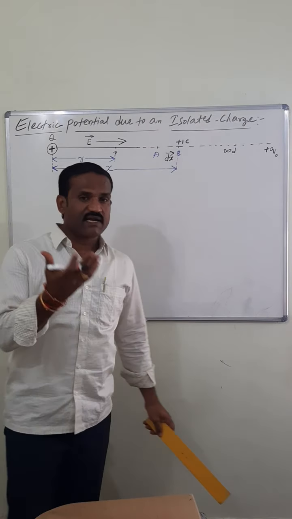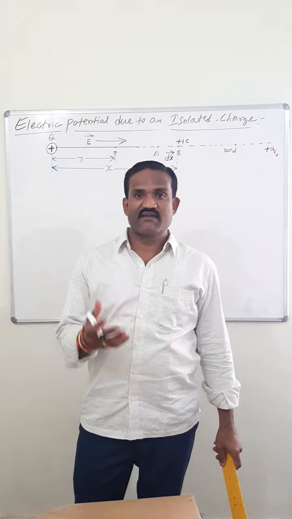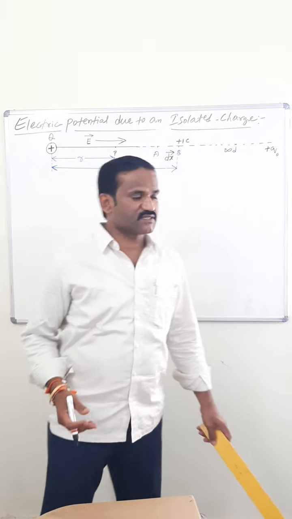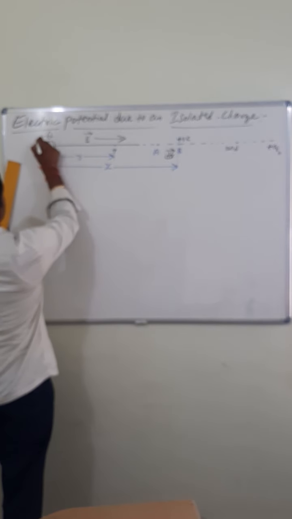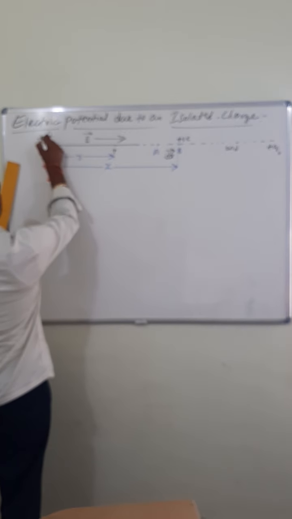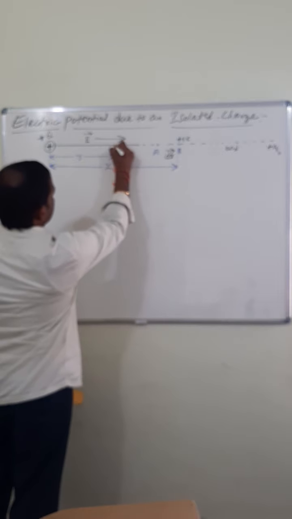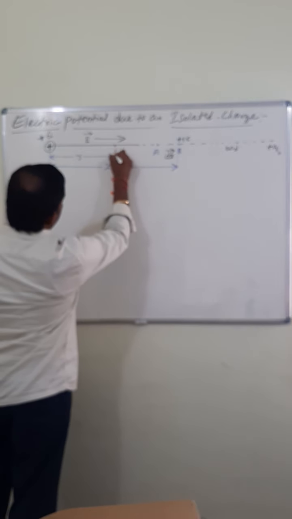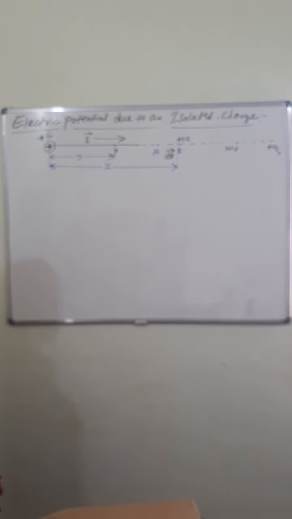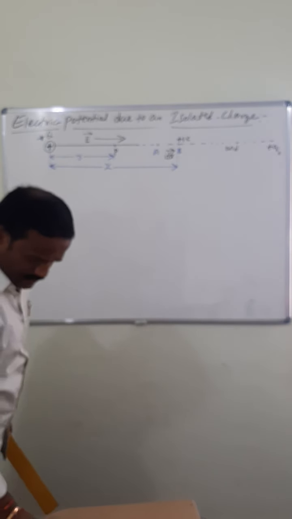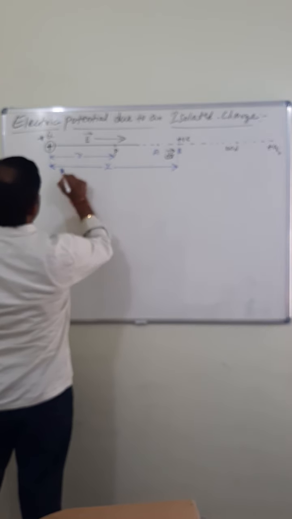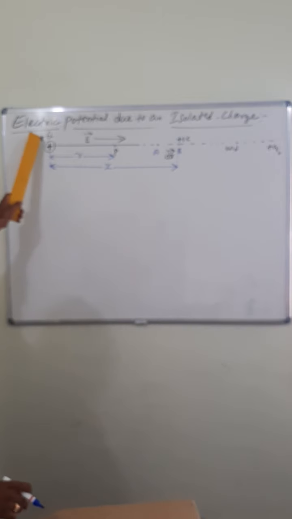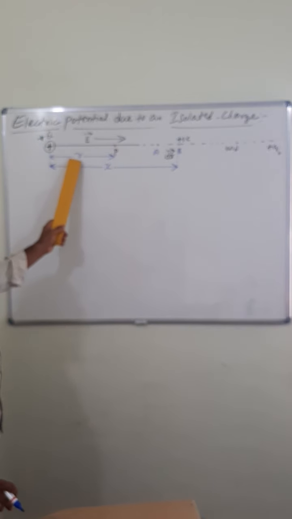What is the mathematical expression for electric potential due to an isolated charge? See here, this is plus Q, a source charge, an isolated charge. I want to calculate its potential at a given point P, at a distance R from it.